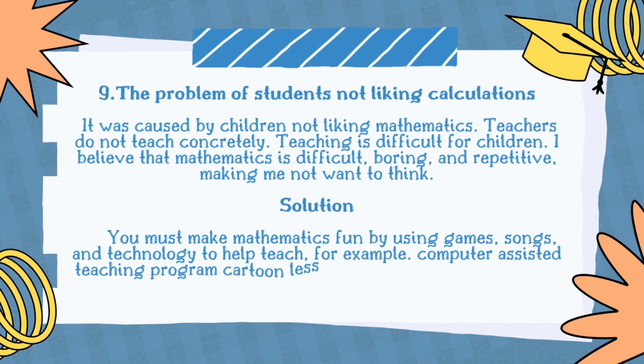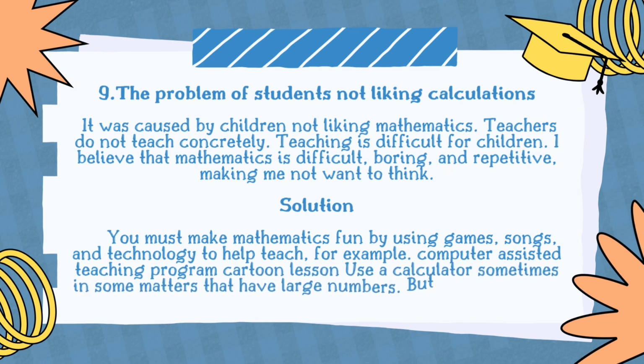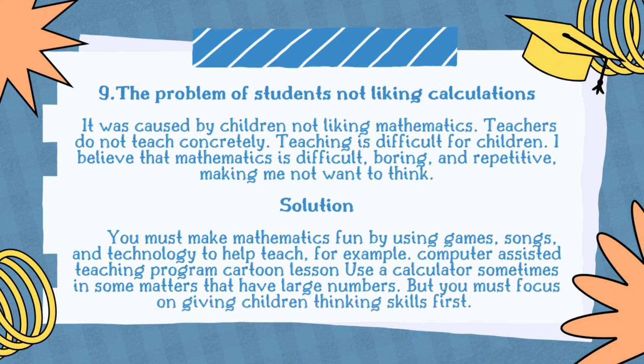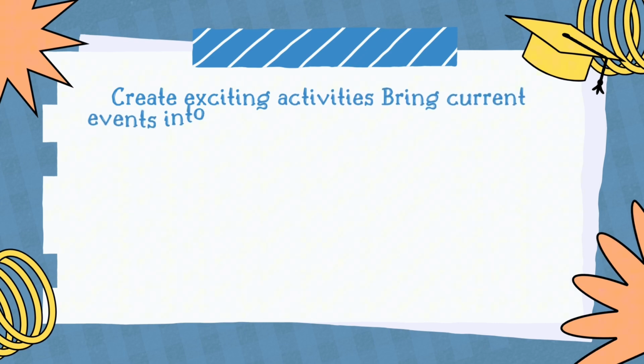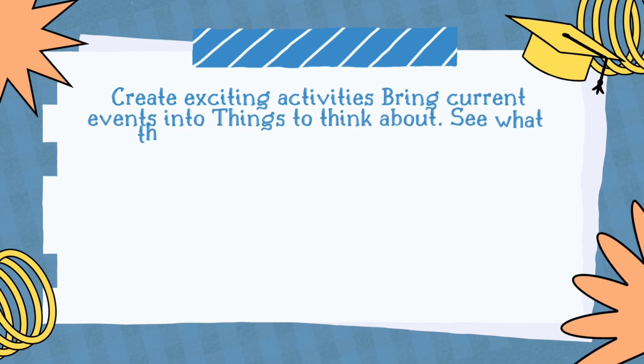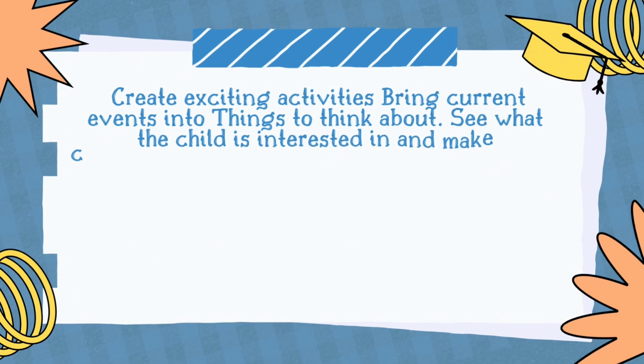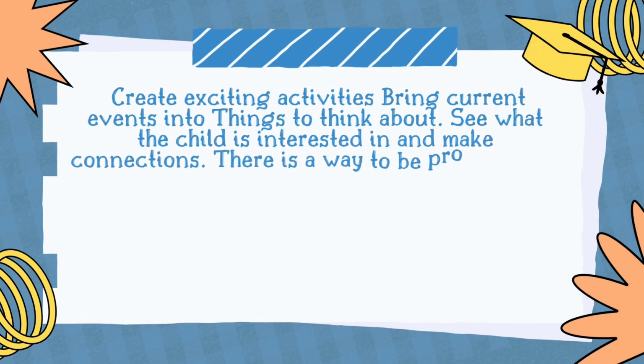For example, computer-assisted teaching program, cartoon lesson. Use a calculator sometimes in some matters that have large numbers. But you must focus on giving children thinking skills first. Create exciting activities, bring current events into things to think about. See what the child is interested in and make connections. There is a way to be provocative.